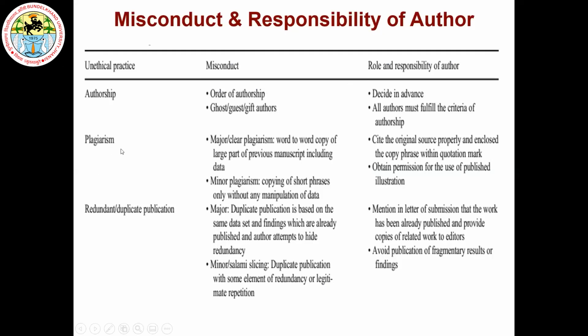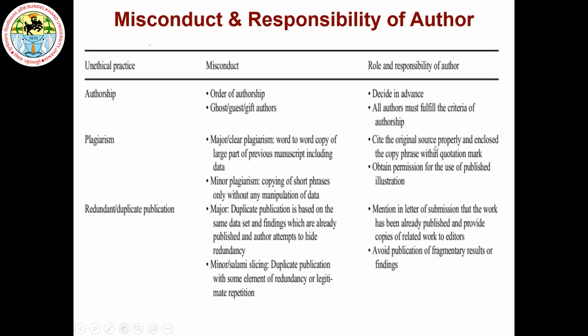The second is plagiarism. So the misconduct is major, clear plagiarism, word-to-word copy of a large part of the previous manuscript, including data. Or second, it may be minor plagiarism, copying of short pages only without any manipulation of the data. So in the first one, cite the original source.